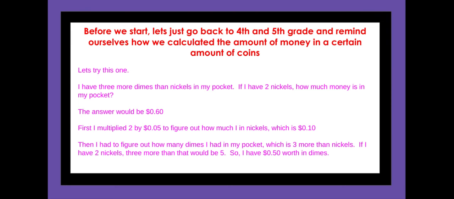So 5 dimes is worth 50 cents because each dime is worth 10 cents. So I would do 5 times 10 cents and get 50 cents worth of dimes, which in total would be 60, because I have my 10 cents in nickels, my 50 cents worth of dimes, and that's a total of 60 cents.